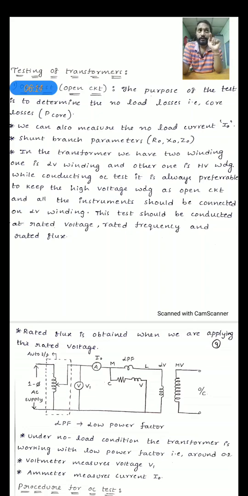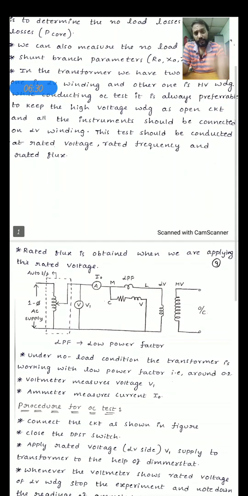We know that by conducting this test, we have to measure the complete iron losses, otherwise the complete core losses, of the transformer. We know that these core losses are proportional to the rated voltage and rated flux. So if you apply a lesser amount of voltage, you can get only some portion of the iron losses.